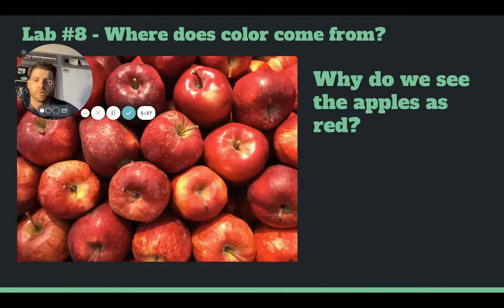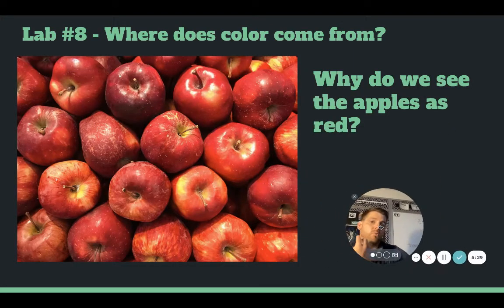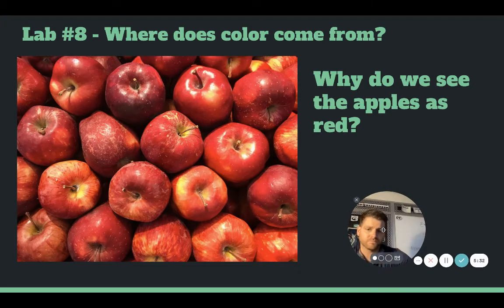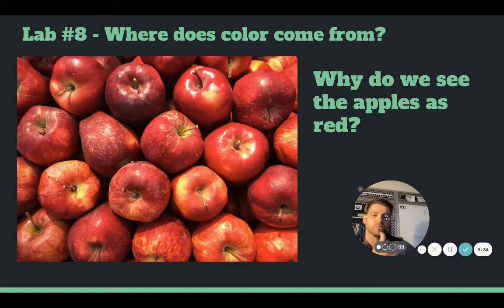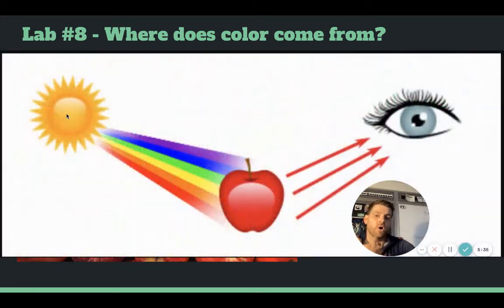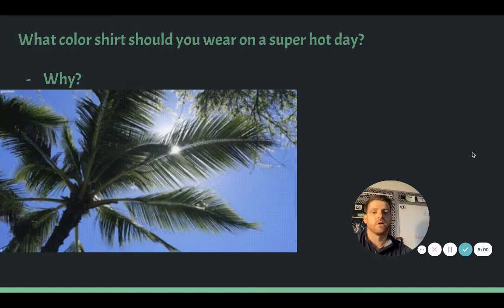Now, why is this important? This is important because we need to understand why we see certain colors. When we look at these red apples, we see them as red because when all of the white light comes down, now the white light is all of the colors of the rainbow, when that white light hits the apple, it reflects the red light. So we see it as red. If I'm wearing a blue shirt today and the light comes down and hits my blue shirt, blue is being reflected back at your eyes, which is why you see it as blue.